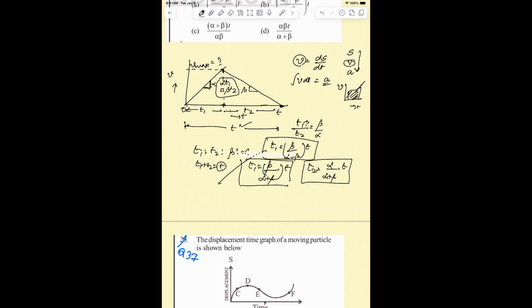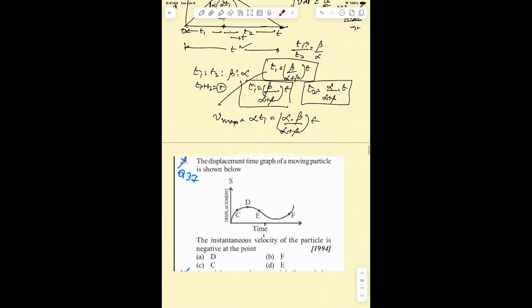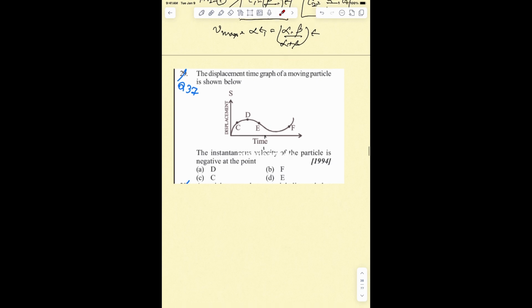Therefore, from here, what we are asked about is V max. V max is equal to, you take any one of them, alpha T1. Alpha T1 is nothing but alpha into beta divided by alpha plus beta times T. Therefore, this must be the answer they are looking for: alpha beta by alpha plus beta times T. Understood? Option D. Now go to the next question.